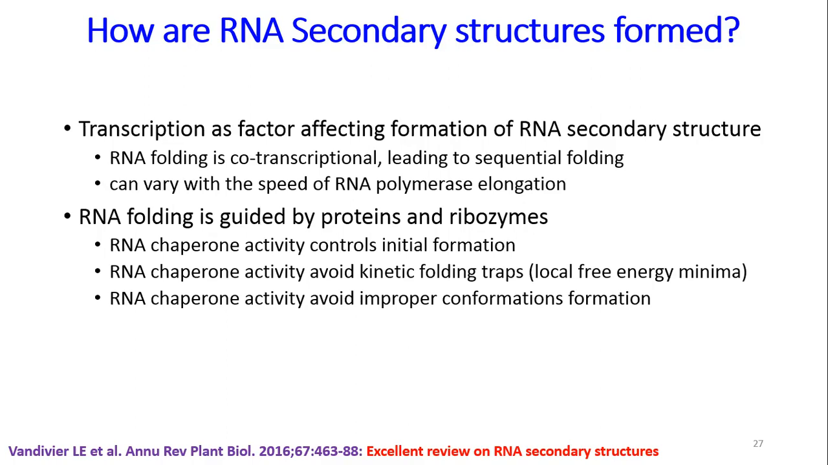Since it is a co-transcriptional phenomenon, the formation of RNA secondary structure can vary with the speed of RNA polymerase elongation, which would be different for different RNA polymerases, right? So depending on the speed of RNA polymerase elongation, the formation of RNA secondary structures can also vary.